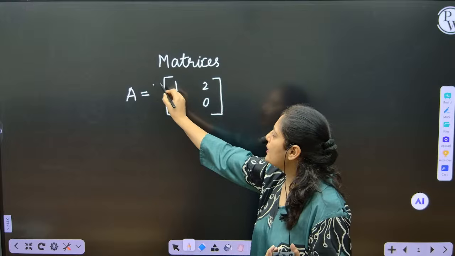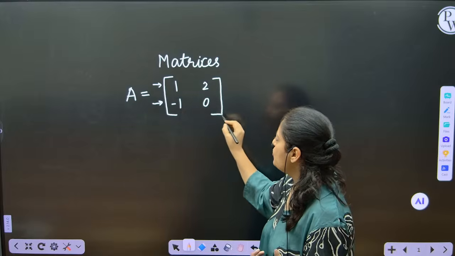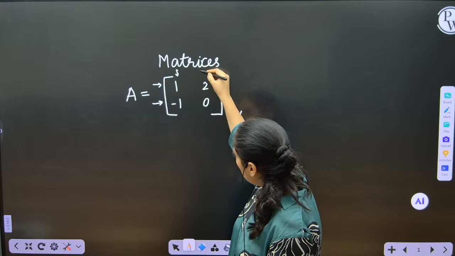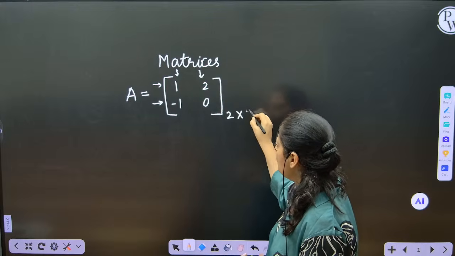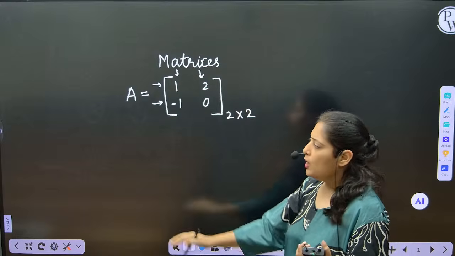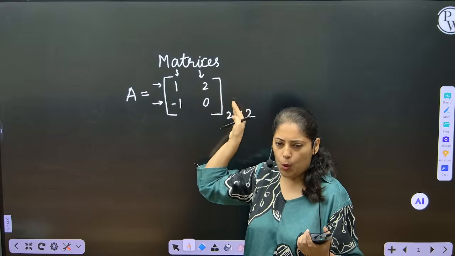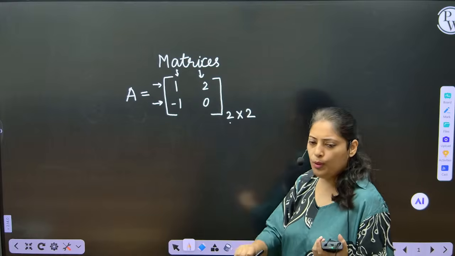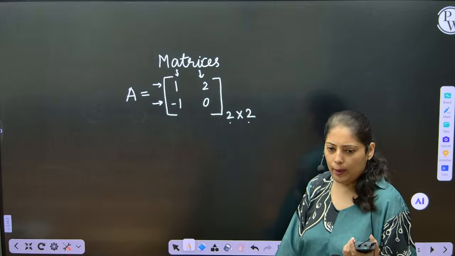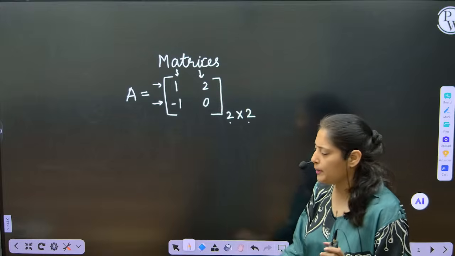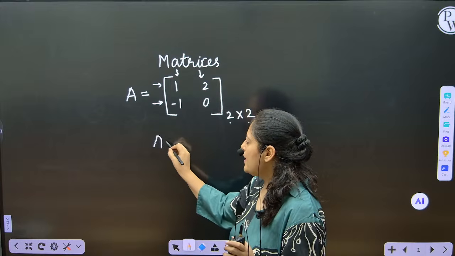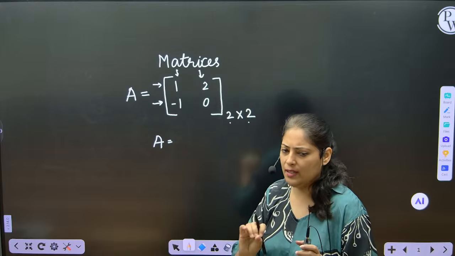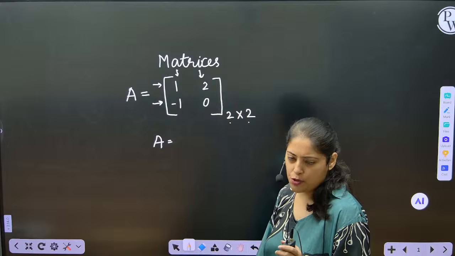And I told you to write the order here. How many rows are there? 1 and 2, 2 rows are there. How many columns are there? 1 and 2, 2 columns are there. Horizontally rows, vertically columns. First we write row, second we write column. This is just a way to do it. And yesterday I told you about A11, A22, A33, these kind of notations also.